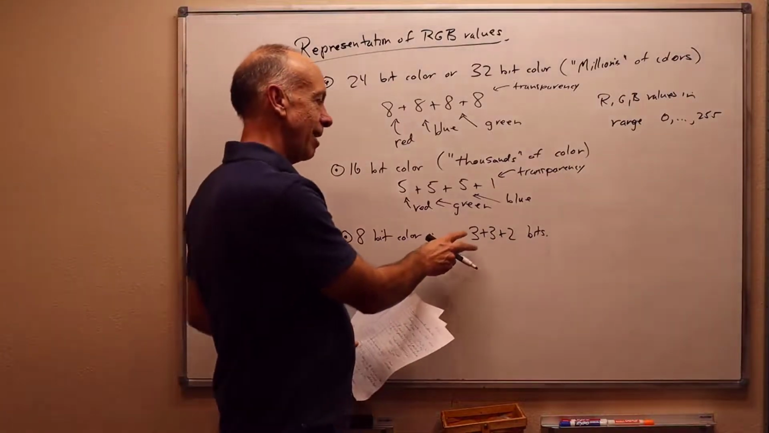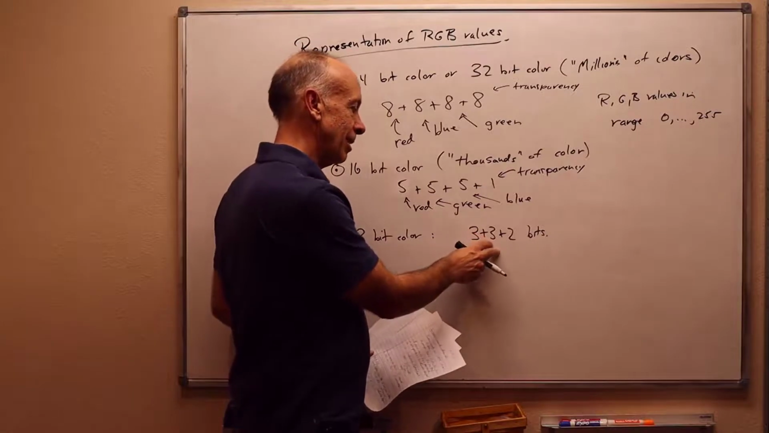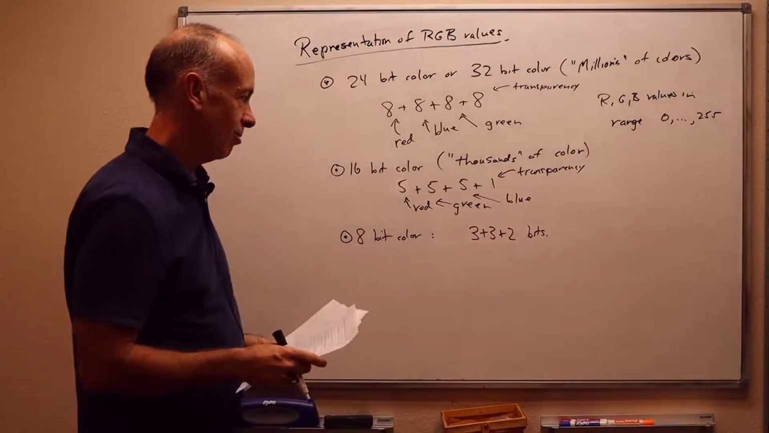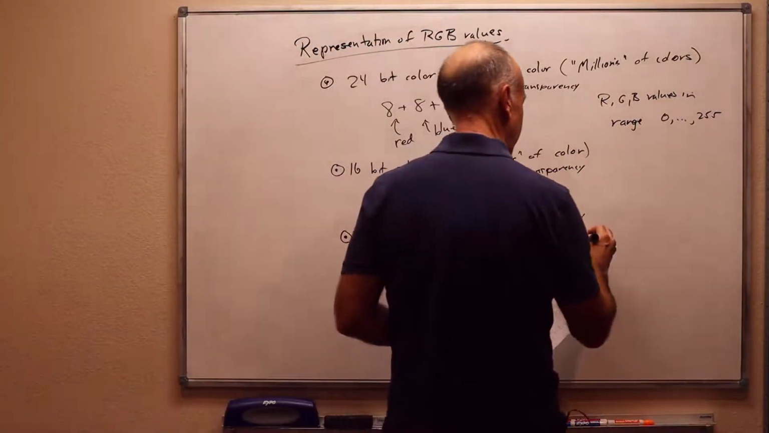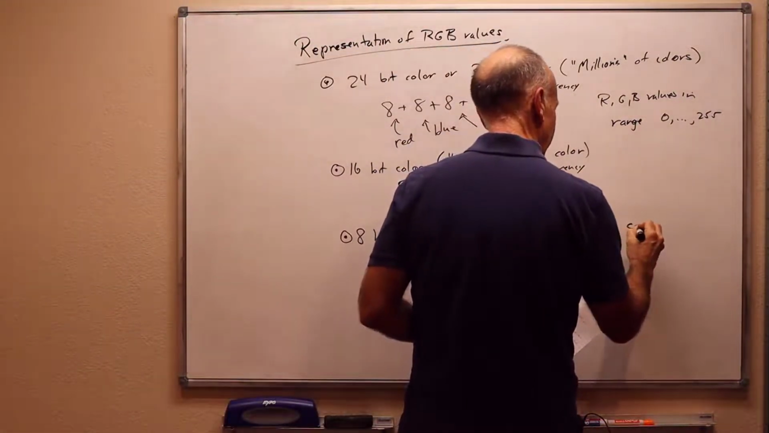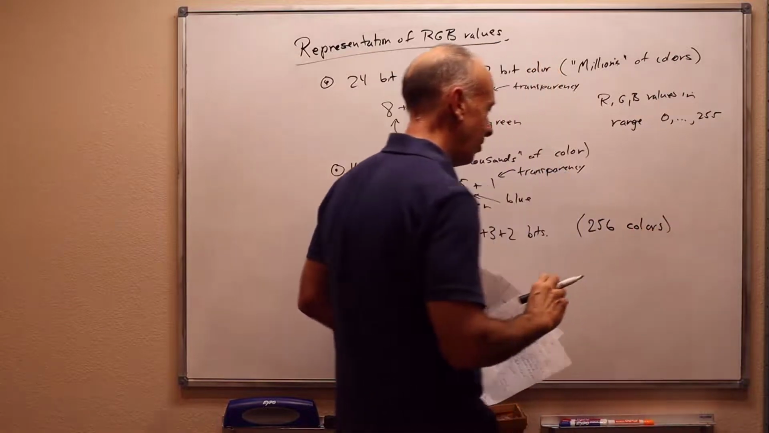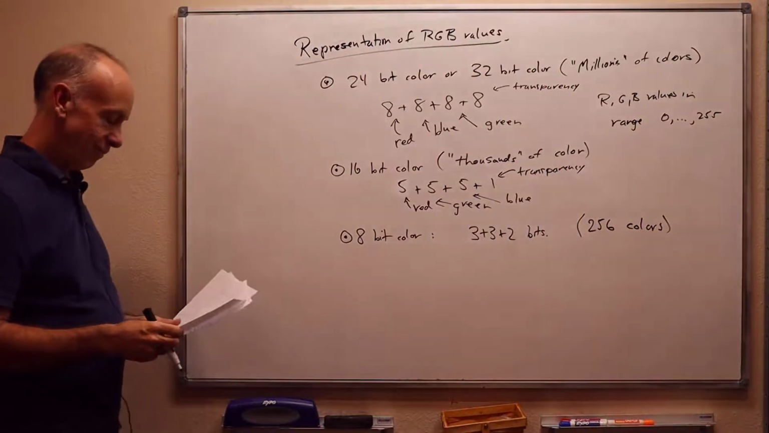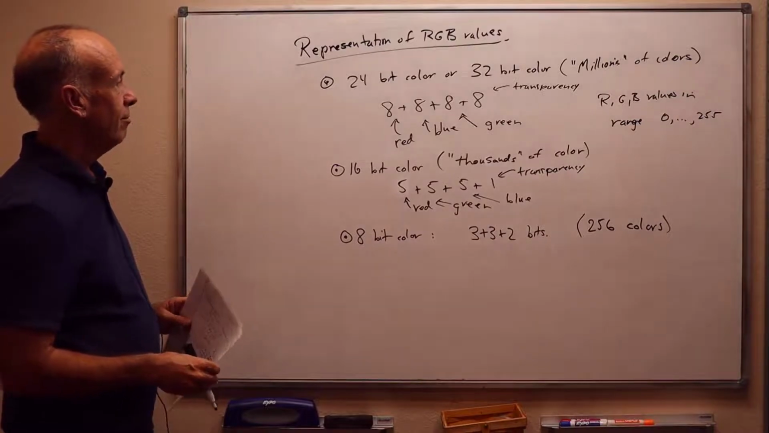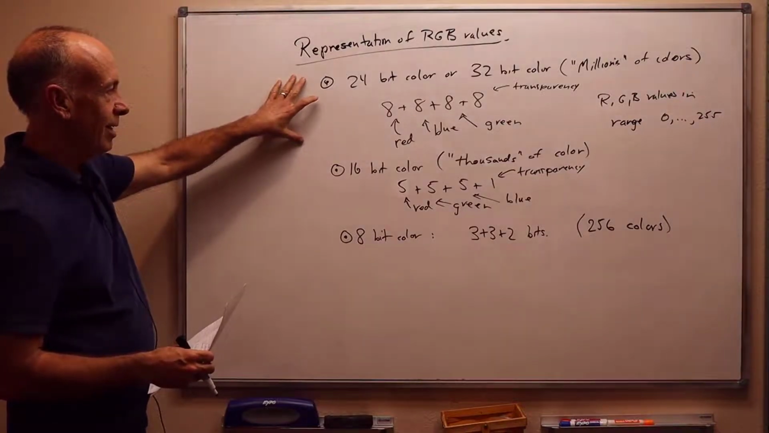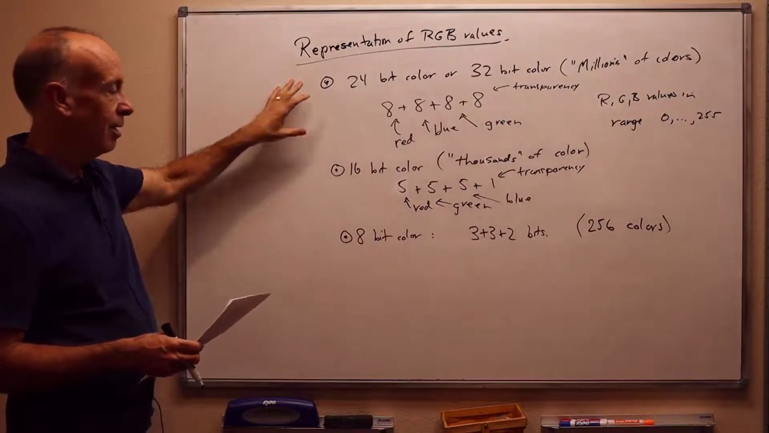Of course, this means you've only got 8 possible settings for red, 8 possible settings for green, and 2 possible settings for blue. Still a total of 256 colors, or hundreds of colors, as Apple would have called it once upon a time. And it's still a fair number of colors. These, especially the first one, are the most common.